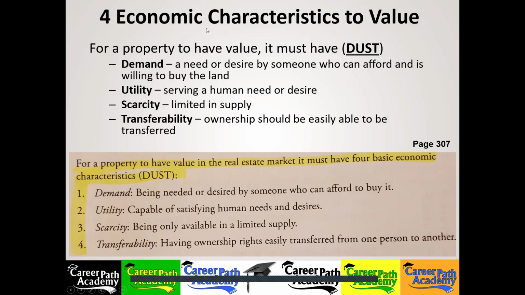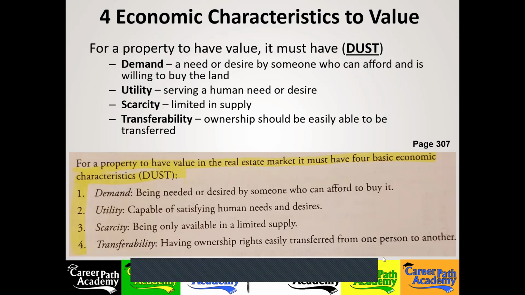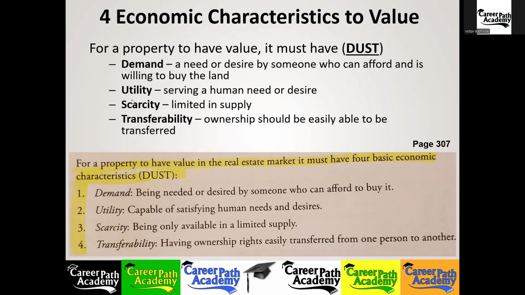Okay, so the four economic characteristics of value: demand, utility, scarcity, and transferability. Demand means there's a need or desire by someone who could afford it and is willing to buy the land. Utility means that it's serving a human need or desire. Scarcity means it's limited in its supply, no new land being created. And transferability, the ownership should be easily transferable. Otherwise, the value is not going to be there.